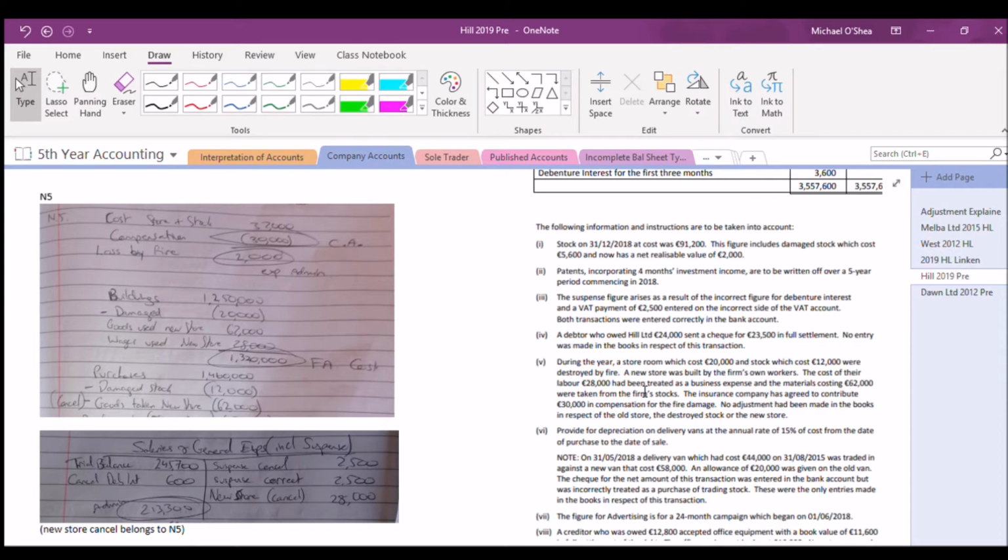There is a lot. It's a mouthful. It's a lot to take in there. So, first thing we're looking at here is the store itself that was destroyed. So the storeroom which cost 20,000 and stock which cost 12,000 means the whole store that was destroyed cost 32,000. Okay, so something that cost 32,000 was destroyed by fire. The insurance company has agreed to give us 30,000.